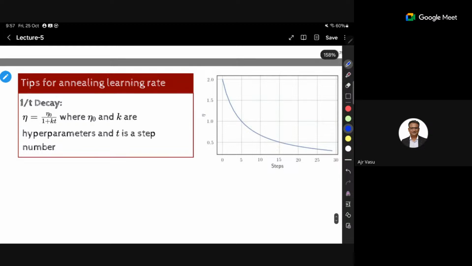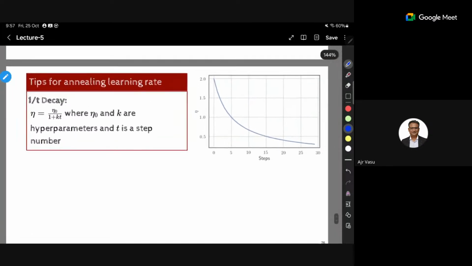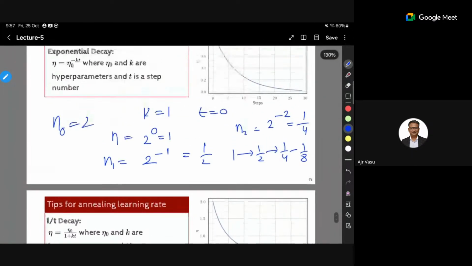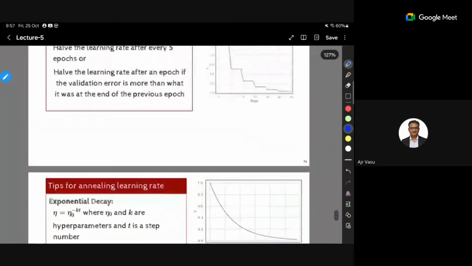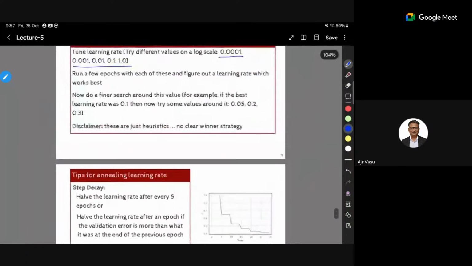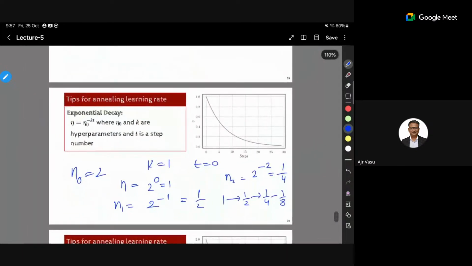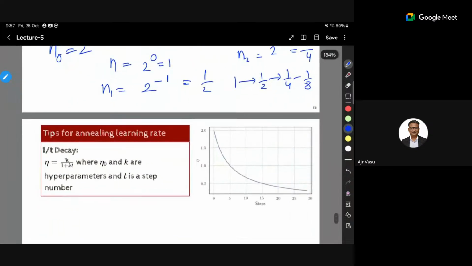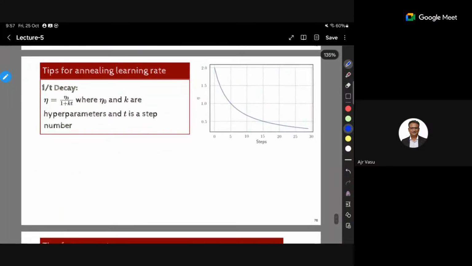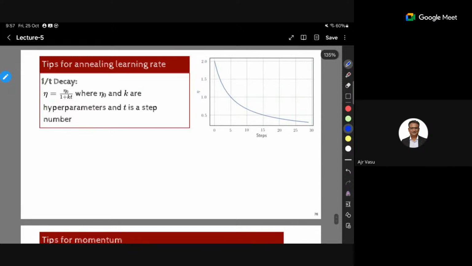Okay, what is 1 by 1 plus tk? Okay, another formula, same kind of function you will get. So if some question is being asked, generally we don't ask you to remember that much, but at least you should know a little bit about what it is, what kind of decay is which one.